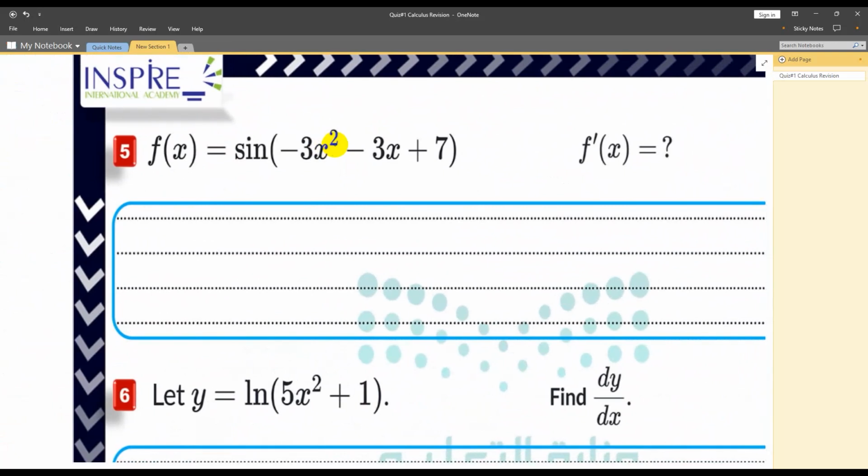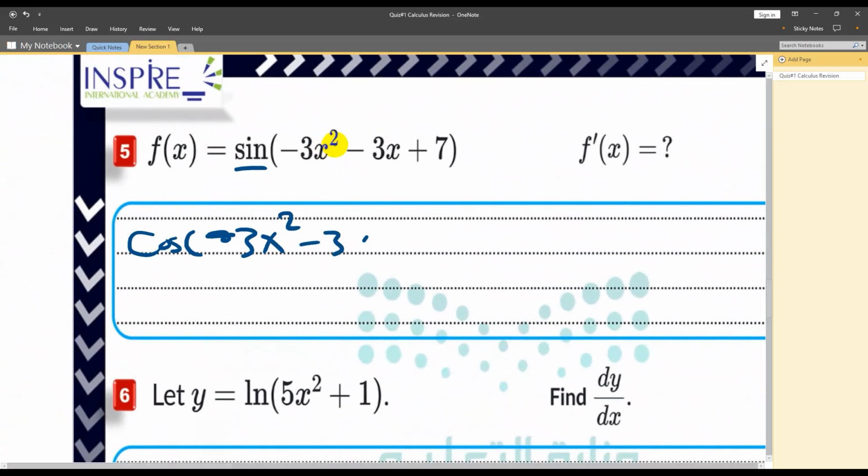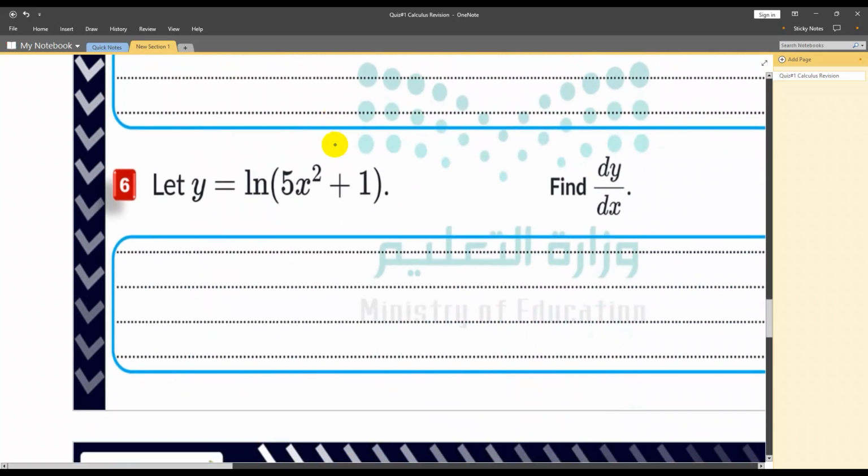Okay, let's move on. Get the derivative of sine, it's cosine, and keep the inside the same, so it will be negative 3x squared minus 3x plus 7. And then use the chain rule, you have to get the derivative of the inside, so it will be negative 6x minus 3.